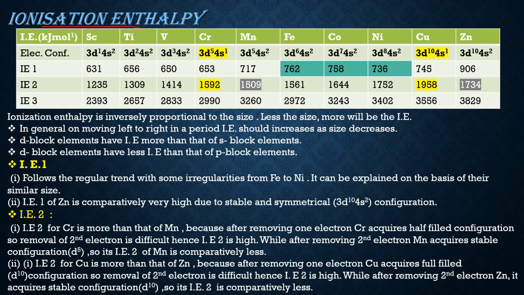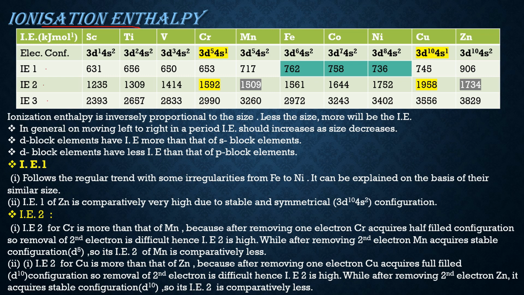Now what is the definition of ionization enthalpy? The energy required to remove an electron from the outermost shell of an isolated gaseous atom is called ionization enthalpy. So we can say that ionization enthalpy is directly related to the size. The more the size, the less will be the ionization enthalpy and vice versa. Now I am again taking the first transition series from scandium to zinc.